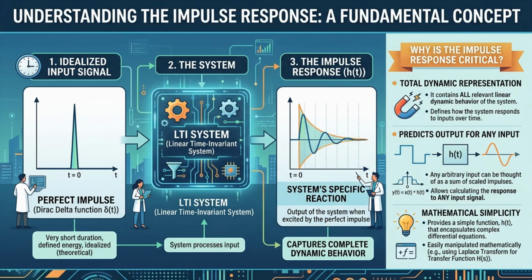The impulse response represents how a system reacts to a very short and idealized input signal. Although perfect impulses do not exist in practice, this concept is extremely useful because it captures the complete dynamic behavior of a system in a simple mathematical form.